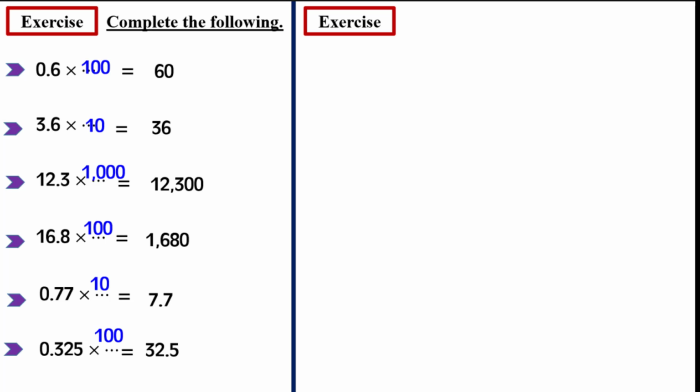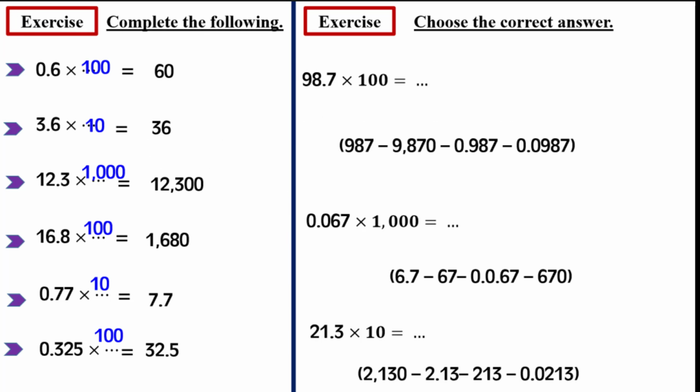Exercise. You can do this exercise by yourself. It says choose the correct answer. 98.7 times 100. To find it here, just move the decimal point 2 decimal places. We have here just one decimal place, so you have to insert 0. It will be 9870. Where is 9870? Yes, the second one.